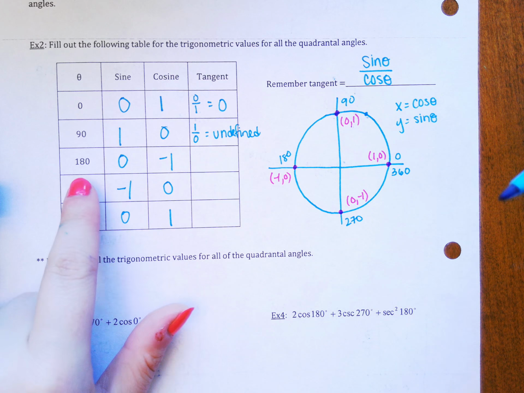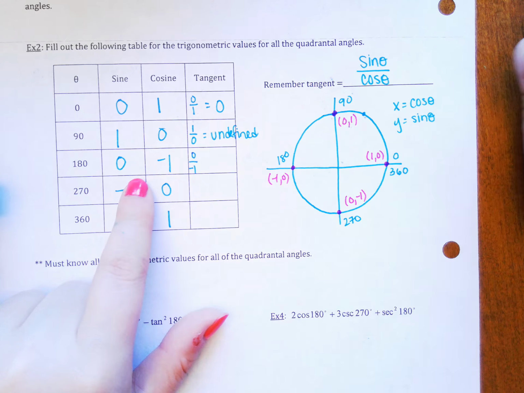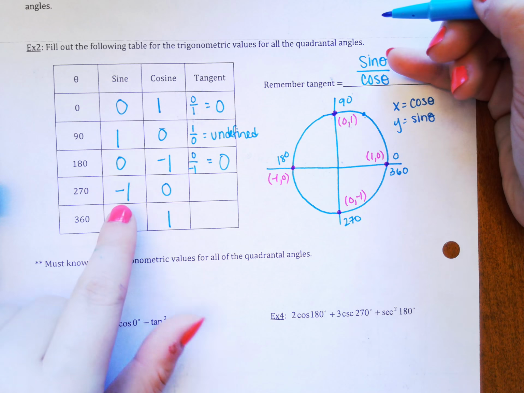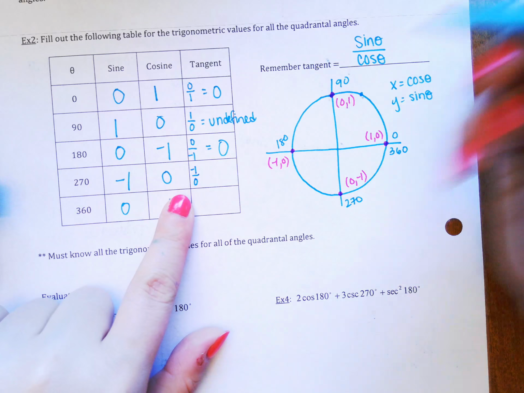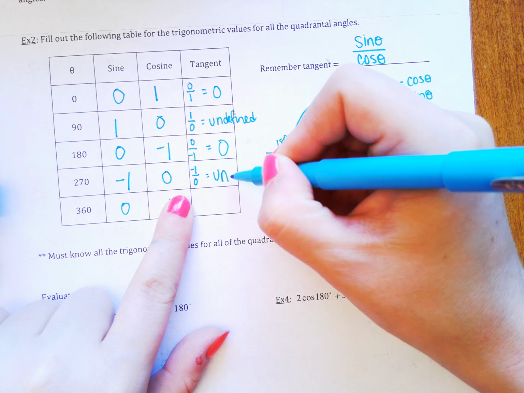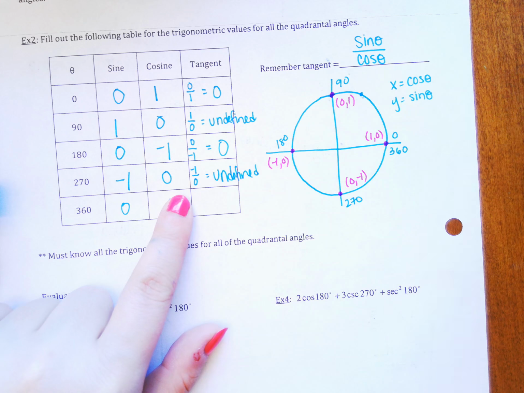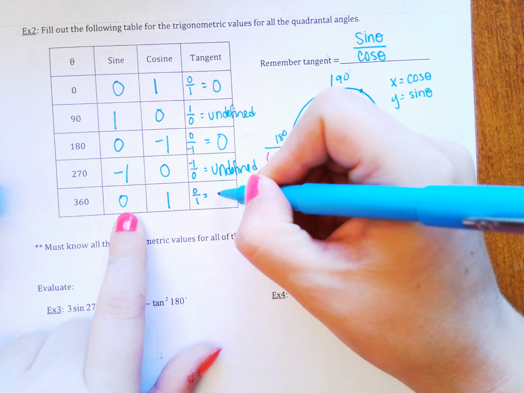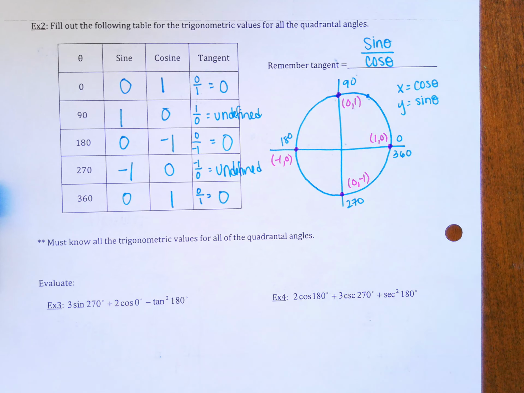So for 180 degrees, if I look at the ratio of my sine over my cosine, I have 0 over -1, which is 0. Again, at 270, I have an issue because my ratio of -1 and 0 is going to give something that's undefined. And then back at 360, it's going to be the same as 0 because they are coterminal angles.